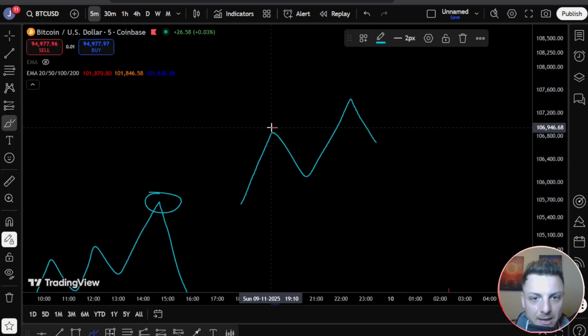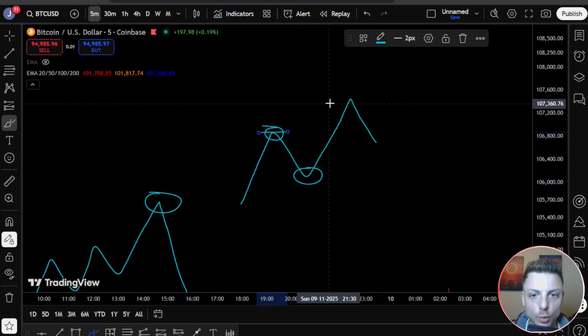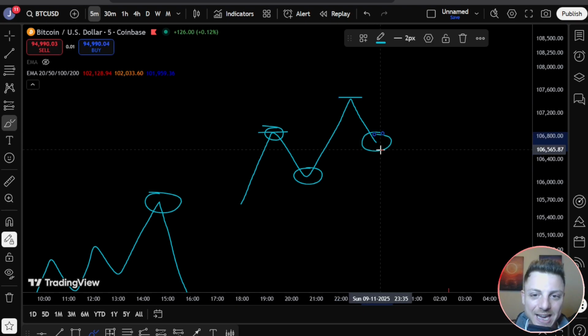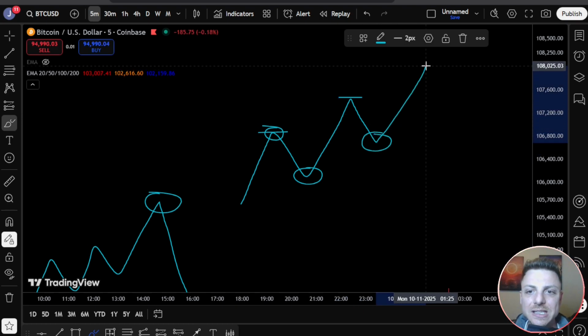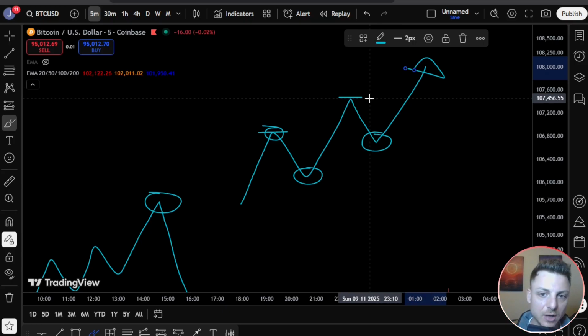What I mean by that is we're getting a high, a higher low, and then price moves well above this high. We look for an entry on this secondary low for the continuation of the trend. And this is the main strategy that I will be focusing on in today's video.